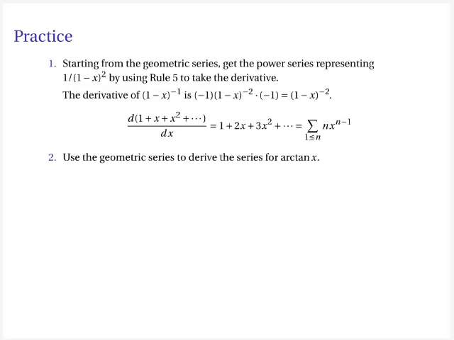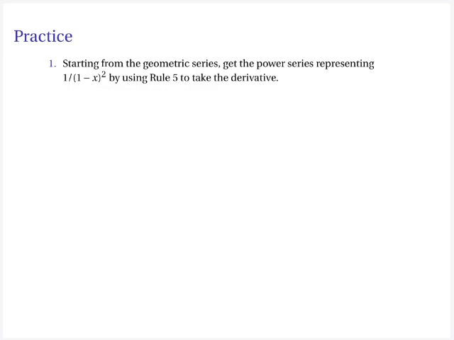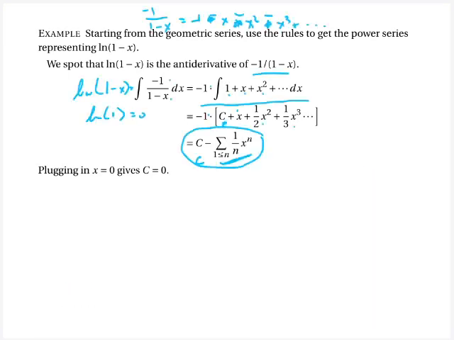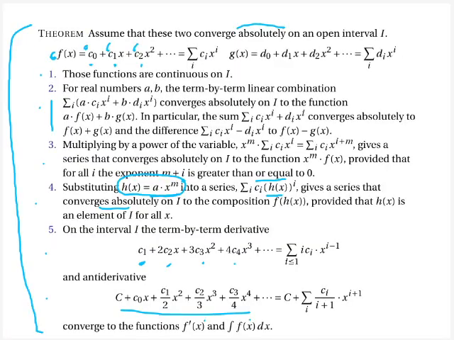Okay, practice. There are going to be 2 practices, and that'll end us for the day. Starting from the geometric series, get the power series representing 1 over 1 minus x squared by using Rule 5. I thought it would be helpful to tell you the rule. As usual, I'm going to urge you to pause the video and go back and look at Rule 5.